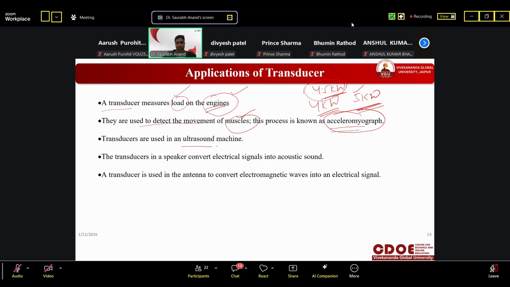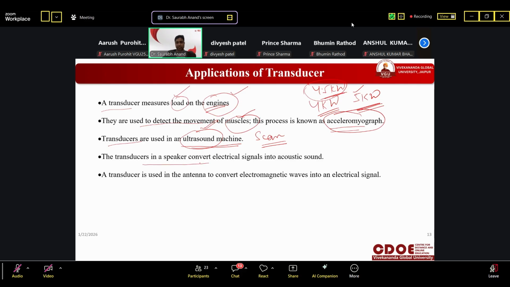Transducers are used in an ultrasound machine. Okay, ultrasound machine means, do you know ultrasound? Scanning, we can say. Okay, sonography. Nowadays we are using sonography. So what is the use of sonography? To detect any problem inside our, suppose, stomach or anywhere, right? So it sends the rays and gets back the signal, and it is shown on the screen. Okay, so to convert those waves into the picture, we are also using transducer.